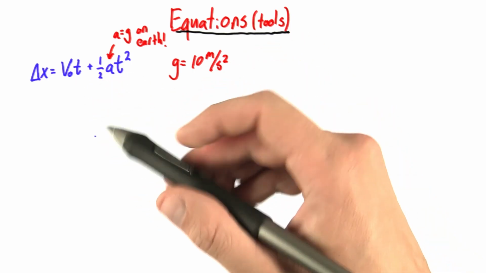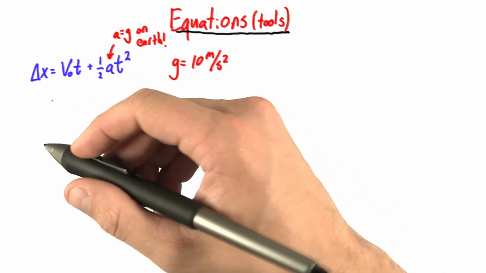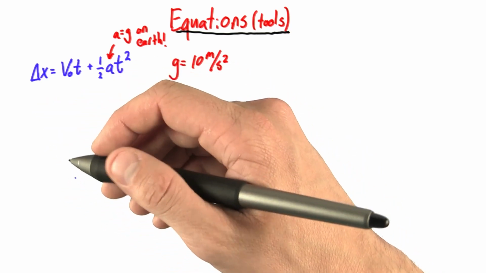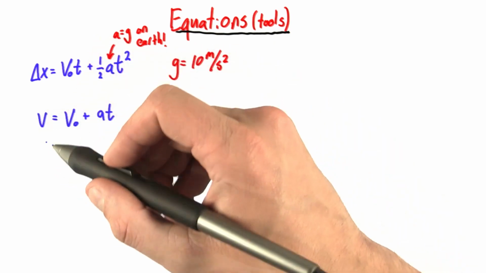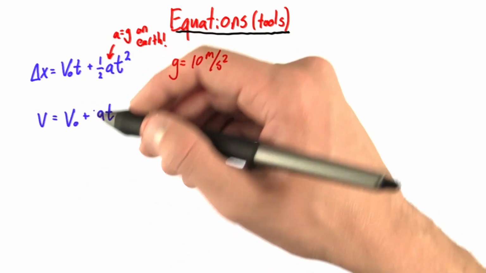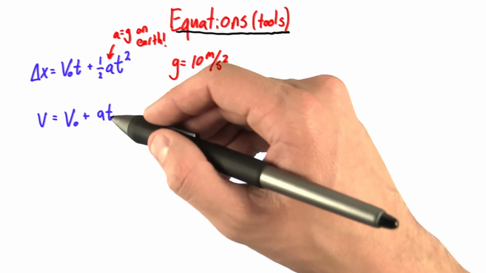Now, there's a couple other kinematic equations that I want to talk about, and I'm actually going to do something that I'm a little reluctant to do. I'm going to give them to you. The next one I want to talk about is this one. Velocity equals initial velocity plus acceleration times the amount of time the object's been moving.